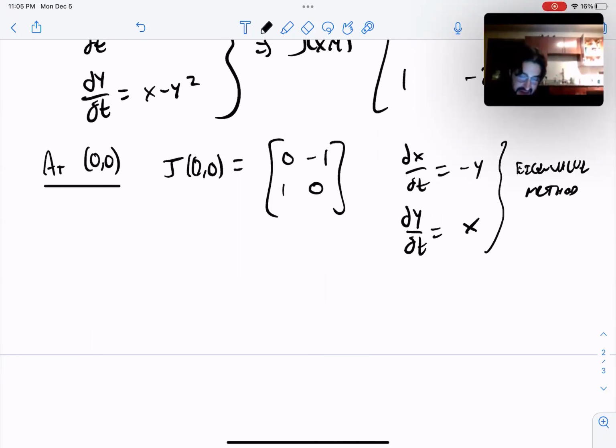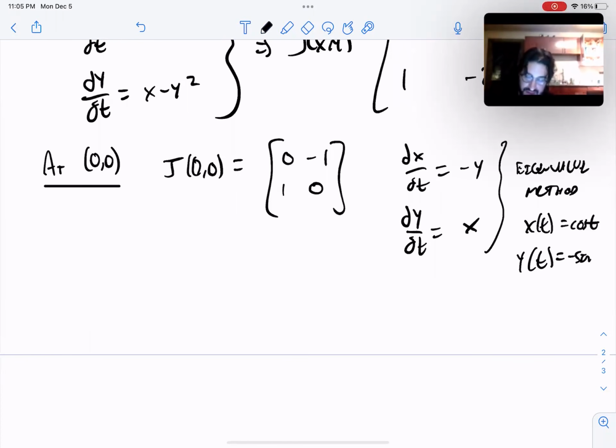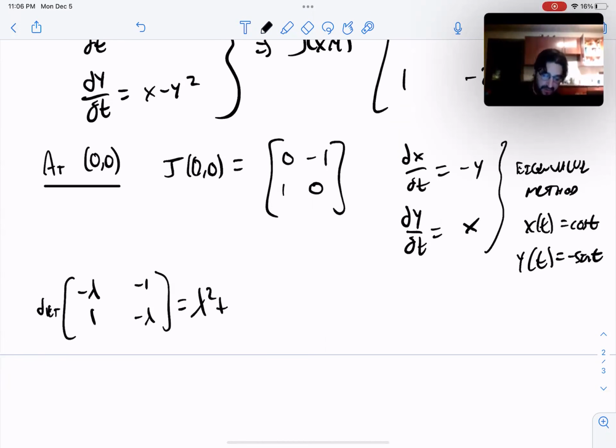You can say, okay, if I let x(t) equal cosine t, and if I let y(t) equal negative sine t, that absolutely works in this system, right? So that's why I know there are imaginary roots, because I'm getting sines and cosines as solutions. So what this tells me is I have some oscillating solutions. And if you want to make that a little more rigorous, you can say, okay, this is the determinant that we're working on here.